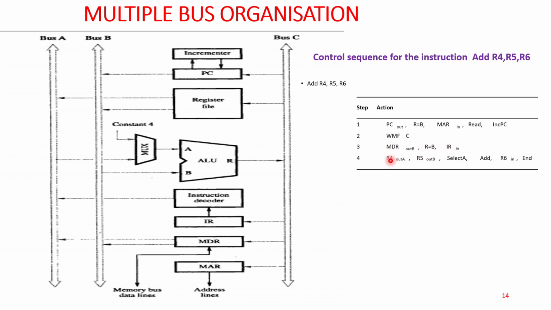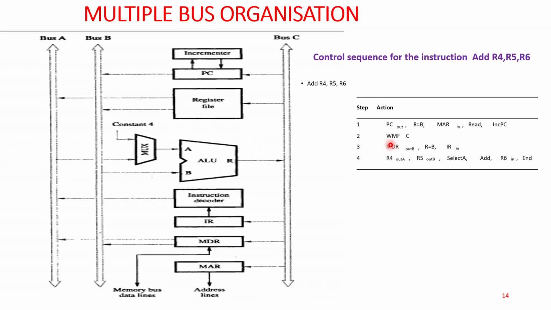WMFC is completed, then get the MDR out. Here the MDR out can be taken either by the B bus or the A bus. Here you are mentioning B, which means the output will be taken using this B bus. This is the way we can go for multiple bus organization.